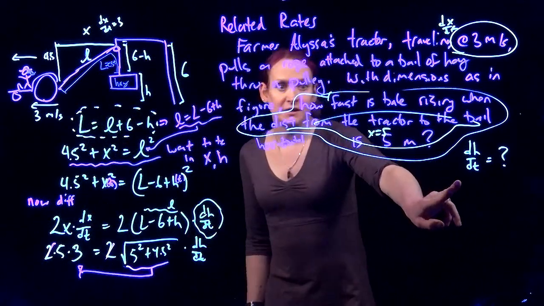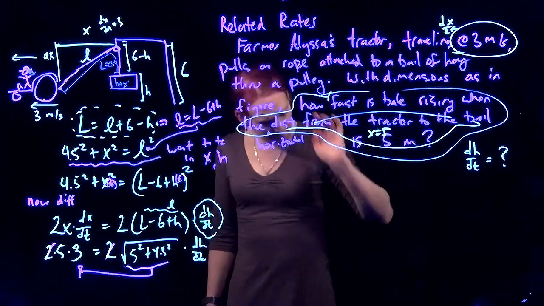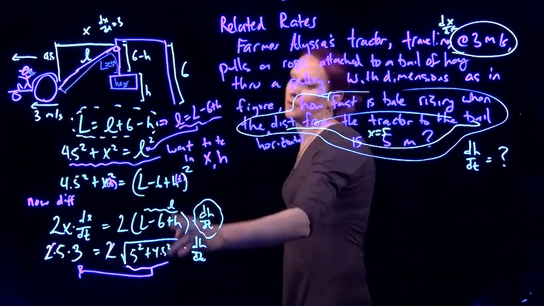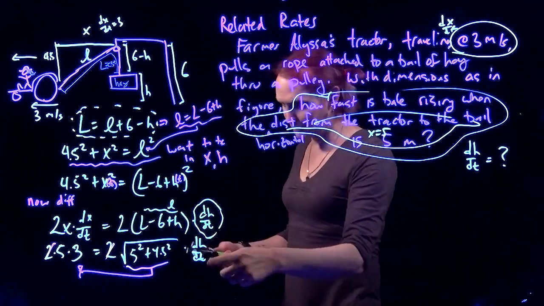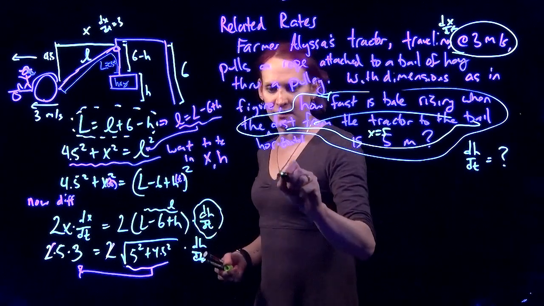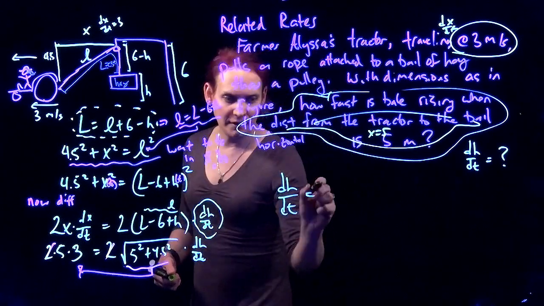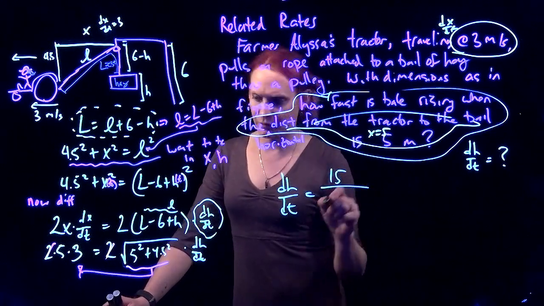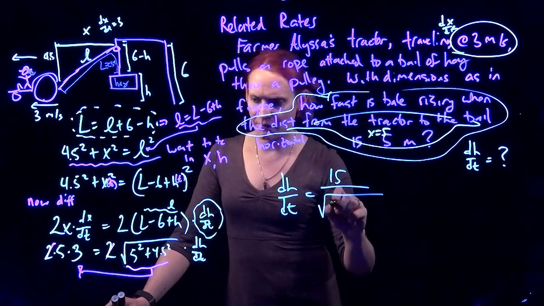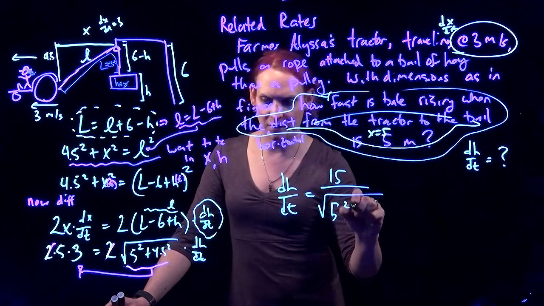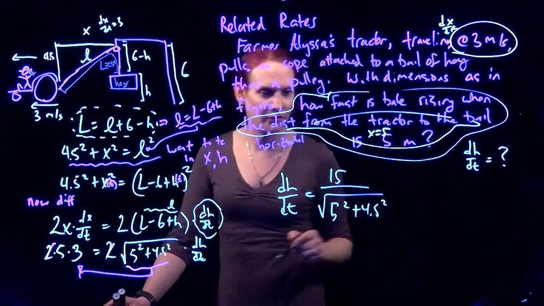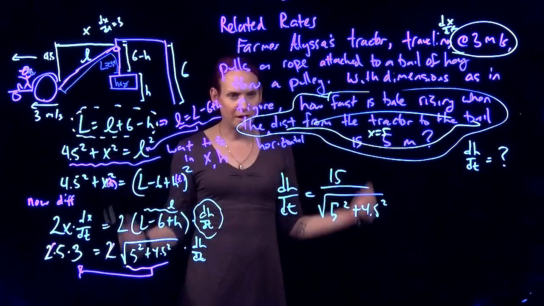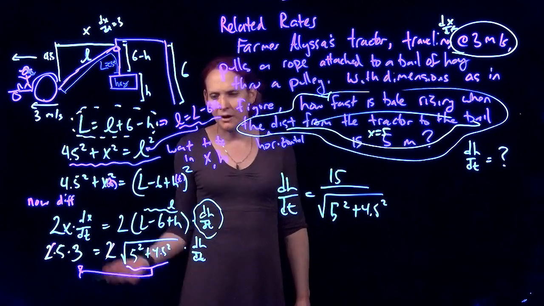Okay, I want dH/dt. Periodically, I'm going to come back and be like, what am I doing? dH/dt. So let's solve. And lo and behold, I'm so super close. I know that dH/dt is equal to 15 over the square root of 5 squared plus 4.5 squared. Oh, and I'm done.